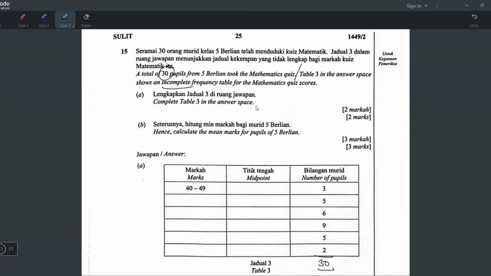A, complete the table in the answer space. Okay, this is very easy to complete. So 40 to 49. What's the next class? It will be 50. Don't write 49.1, guys, because if you write 49.1, that means you write in one decimal place. You can see this one has no decimal. So actually it's 50 lah.